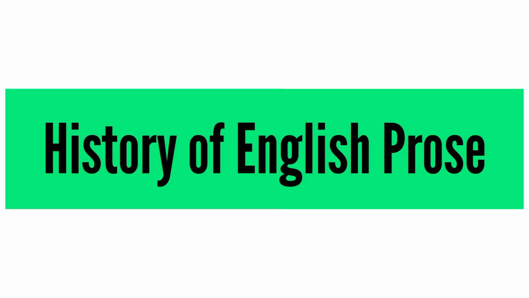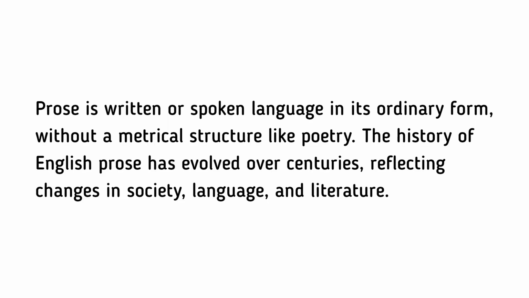History of English prose. Prose is written or spoken language in its ordinary form without a metrical structure like poetry. The history of English prose has evolved over centuries, reflecting changes in society, language, and literature.